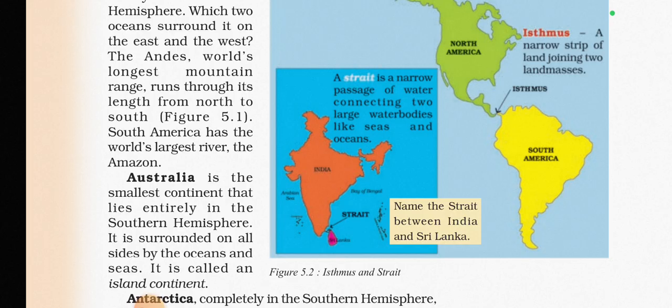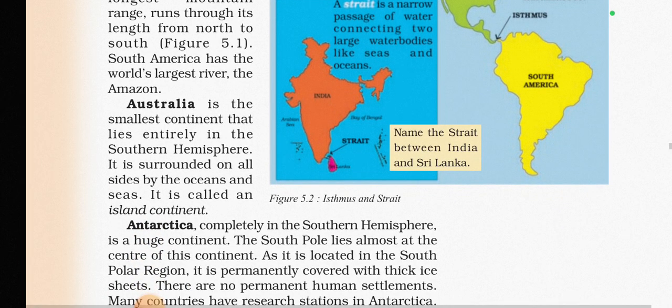And now we have another one: a strait is a narrow passage of water that connects two large water bodies, or oceans you can say. So one is a part of land and the other is a part of water bodies. A strait is about water, and an isthmus is about land. So just remember this fact. The strait between India and Sri Lanka is the Palk Strait, which lies in between.